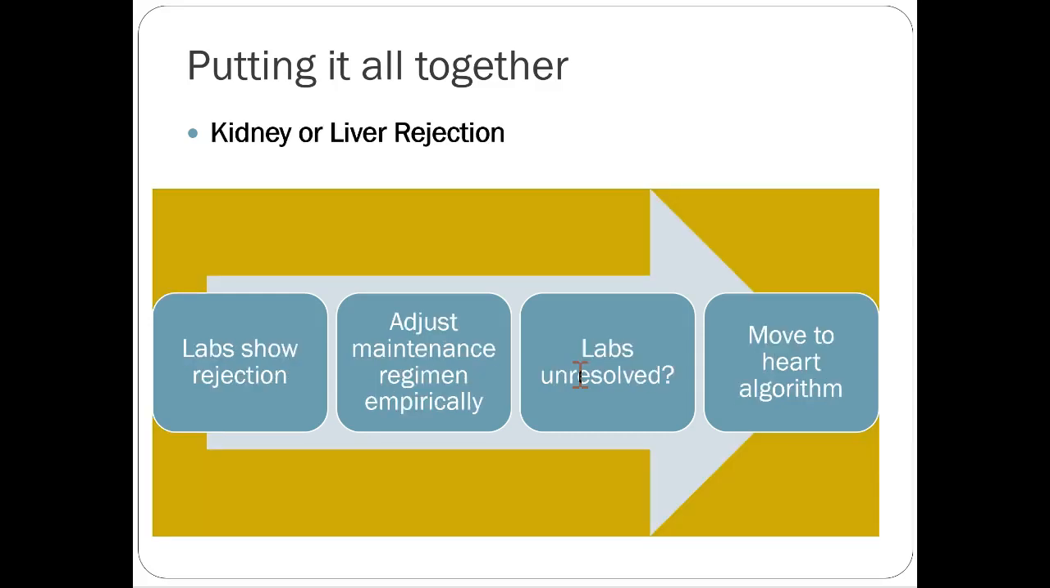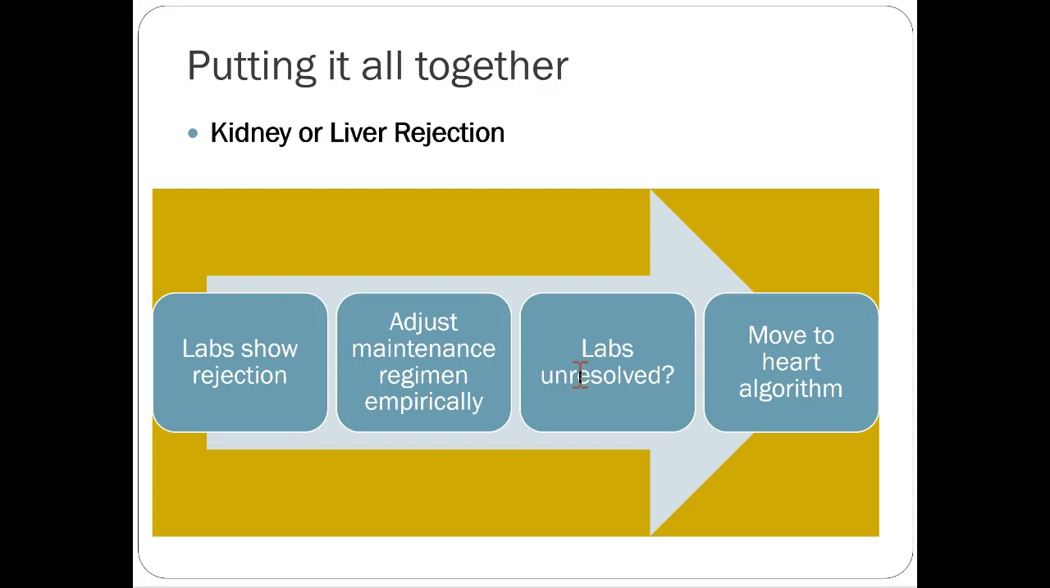Kidney and liver is a little bit less aggressive than heart transplant when it comes to rejection. Labs are needed to show rejection, so usually with kidneys, we look at creeping up serum creatinine. That's a pretty good indication that there's some possible rejection going on. Liver rejection would be looking at transaminases, ALT, AST, and seeing if those are creeping up, indicative of liver damage.